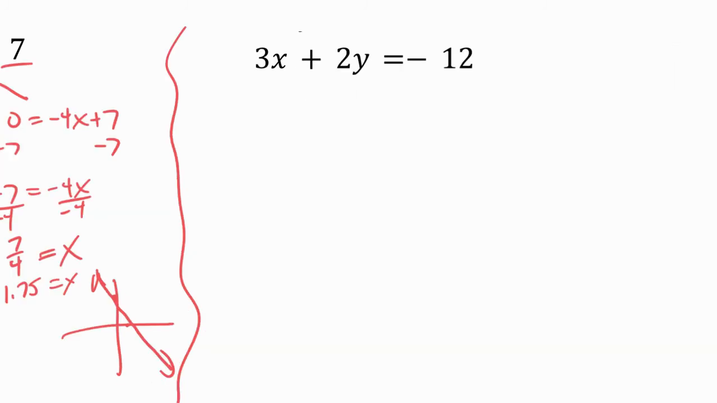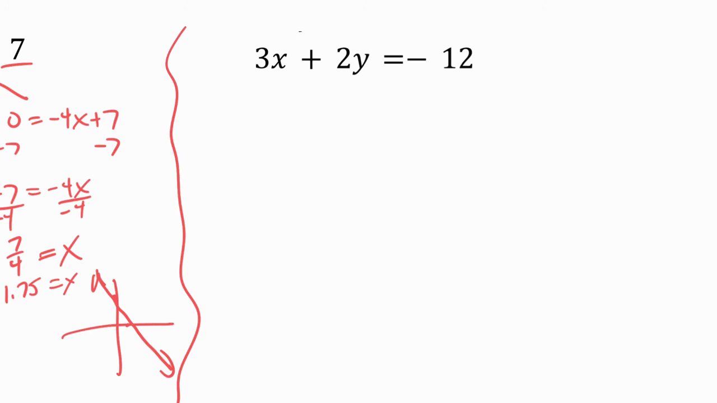And finally, you get one like this. 3x plus 2y equals -12. Now, this one is not in y equals mx plus b form. So just like you can't look at this and go, well, that's the slope, because it's not, you can't look at that and go, well, the y-intercept is -12, because it's not. You have to solve it mathematically. So again, it goes back to what I just said.